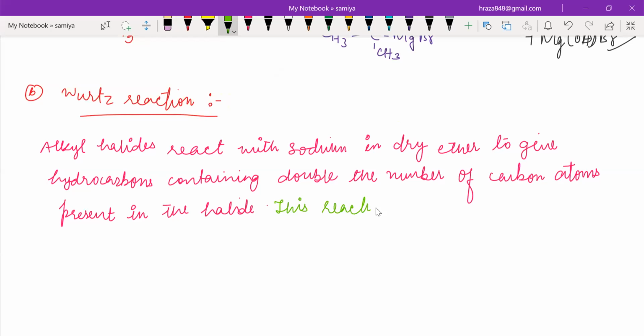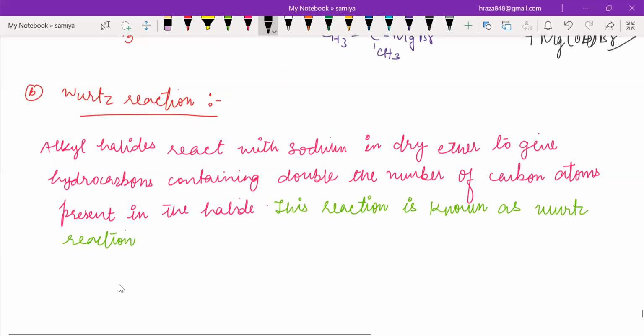This reaction is known as Wurtz reaction. So what is the reaction? Basically, I'm first going to write a general reaction like 2 moles of RX reacting with 2 moles of Na. Then it will give R-R and then 2NaX.